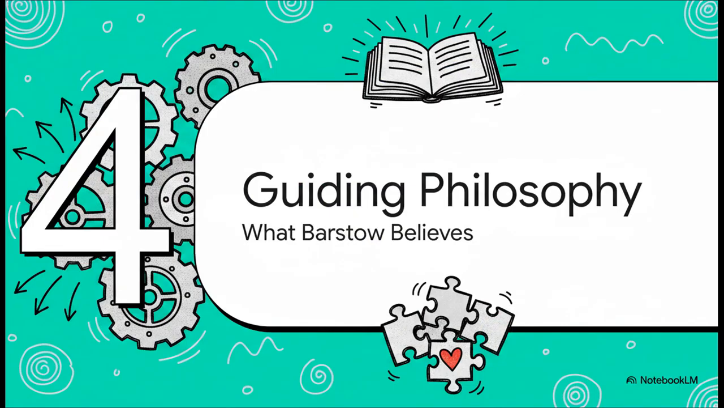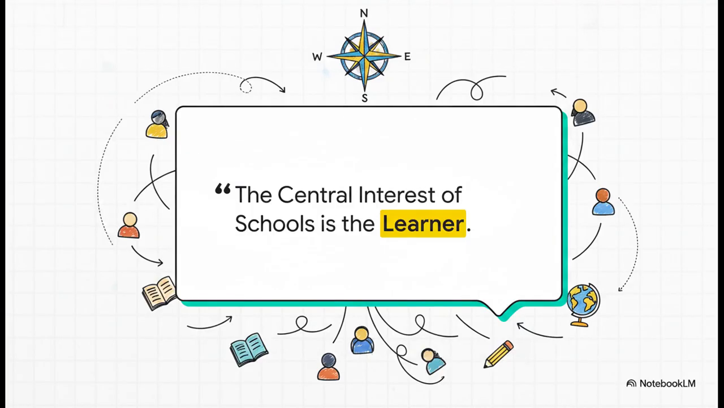But it's not just about checking legal boxes. What's the real heartbeat of a district? It's their philosophy. It's what they truly believe. And that belief ends up shaping every single decision they make. And for Barstow Unified, it all comes down to this one super powerful idea. You can forget the bureaucracy, forget the buildings, forget all the other stuff. The central interest, the only interest that truly matters, is the learner. That right there, that's their North Star.